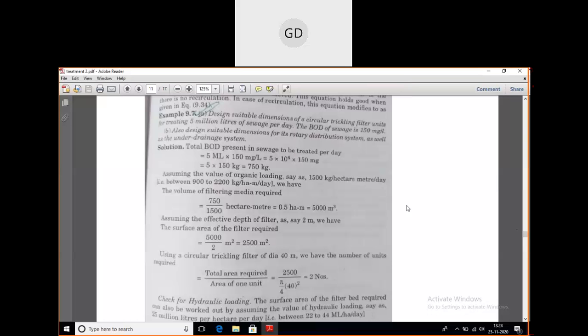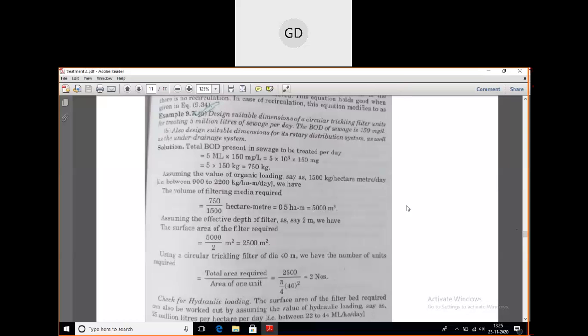Here in the exam, if only the first part comes, there is no need to design the second part, the rotary distribution system. And if the second part comes, then you have to design the whole problem, from the dimensions to the rotary distribution system. Okay, so let us see the solution, how it is solved.